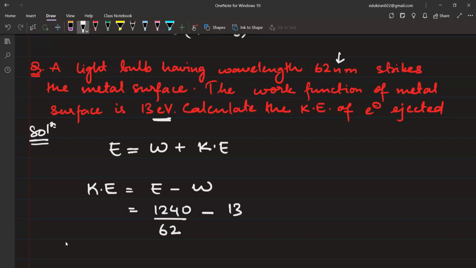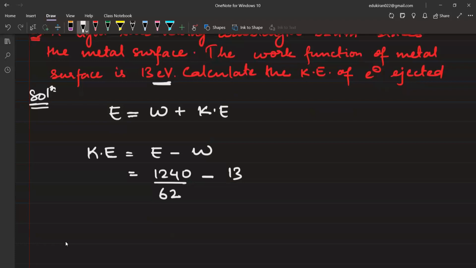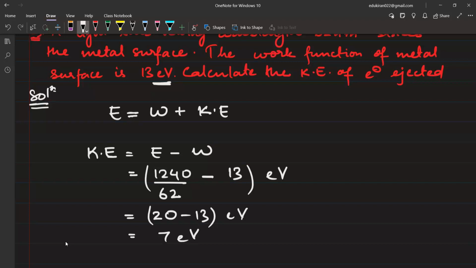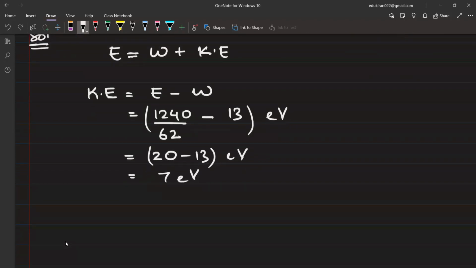Now, whatever answer we are going to get, we are going to get in terms of electron volts only, because this is also electron volts, this is also electron volts. 1240 by 62 will be equal to 20, minus 13 electron volts. This will be equal to how much? 7 electron volts, right? Correct, guys? Please tell me. Now, from this, you can easily convert to joules. 7 into 1.6 into 10 to the power minus how much? 19 joules. This will be 7 into 16 into 10 to the power minus 20 joules.